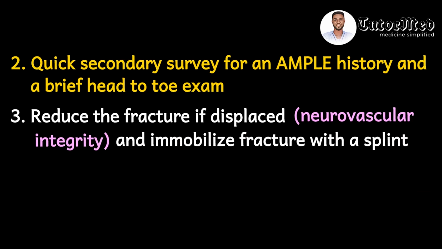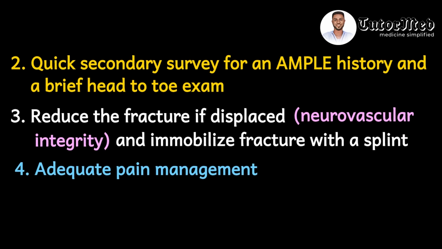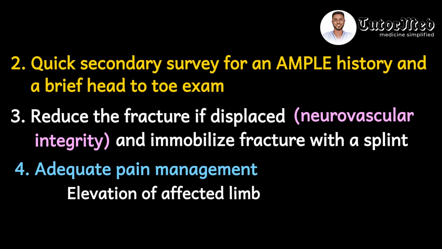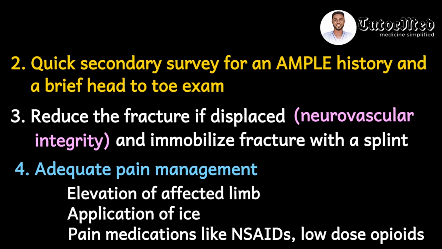Then after that, we ensure adequate pain management. Now, immobilizing the fracture is a form of reducing the pain. Then after the fracture has been splinted, we can elevate the affected limb. It also controls the pain. Then there is application of ice. All these are measures to ensure adequate pain management. And then we can give some pain medications like some NSAIDs and then some low-dose opioids if indicated.